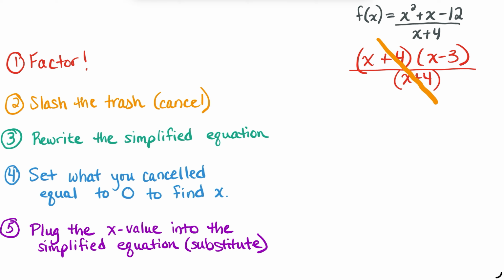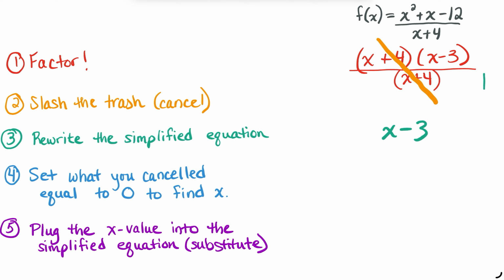Remember, when you lose something, when an entire numerator or an entire denominator is gone, there's an invisible 1 that's going to be there. So this would be x minus 3 over 1. But because it's over 1, we don't really need that. We can just say it is x minus 3.